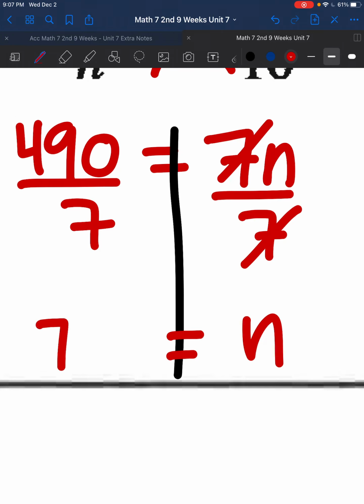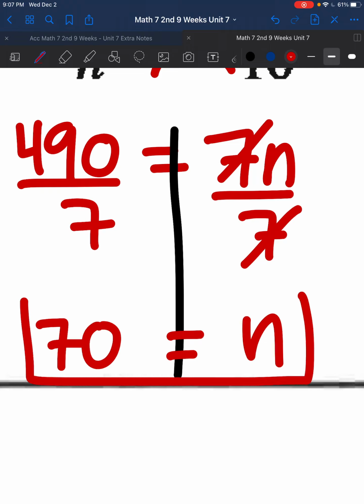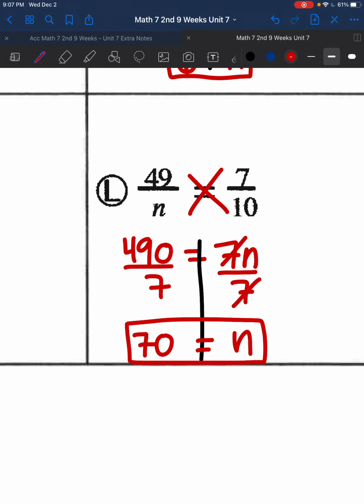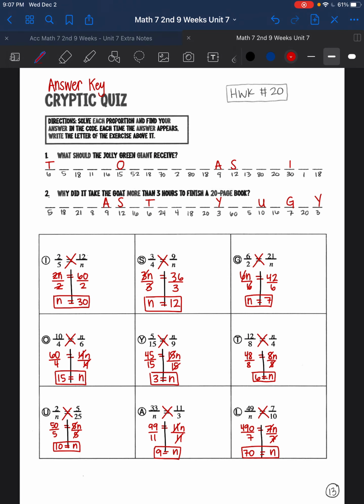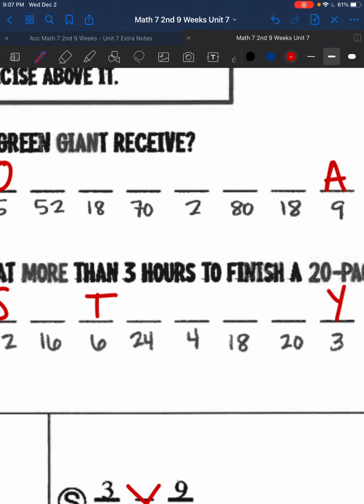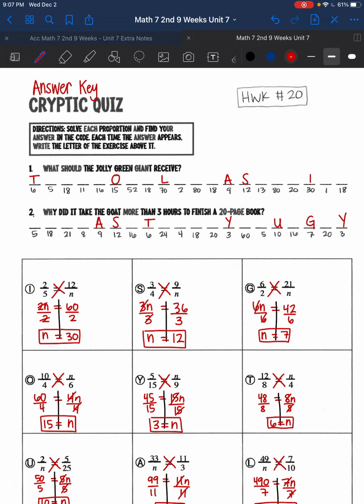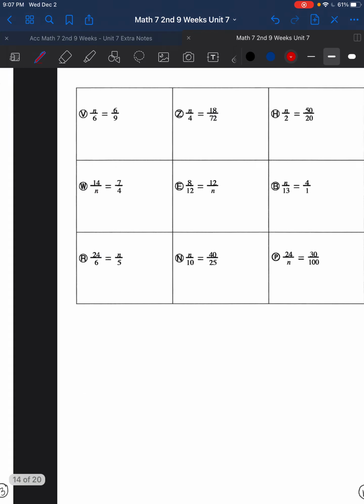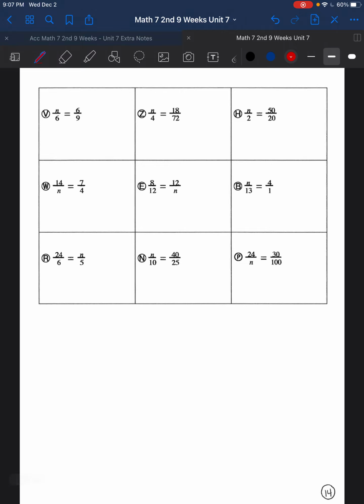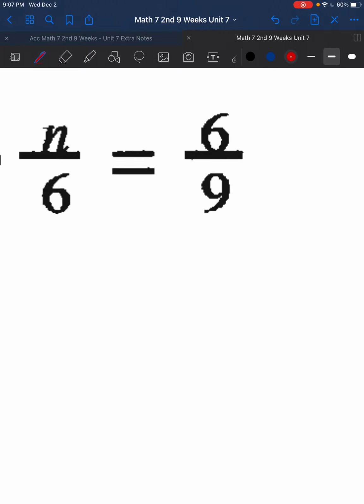Now, 7 goes into 490. I know that 7 goes into 49 7 times. And I'm just going to add a 0 to represent that 490. So 70 equals n. 70 is my answer. So anytime I see 70, I'm going to write L. So I know I've seen a 70. There it is. And that's the only one that I see.